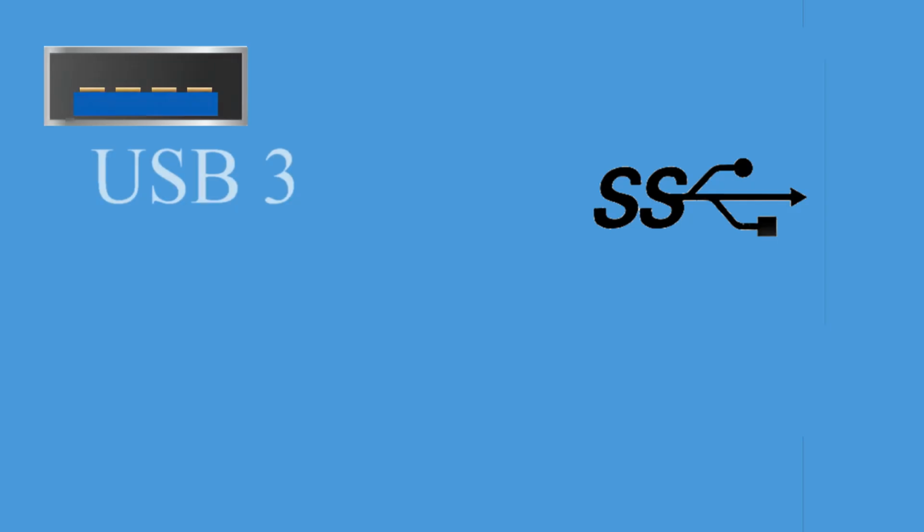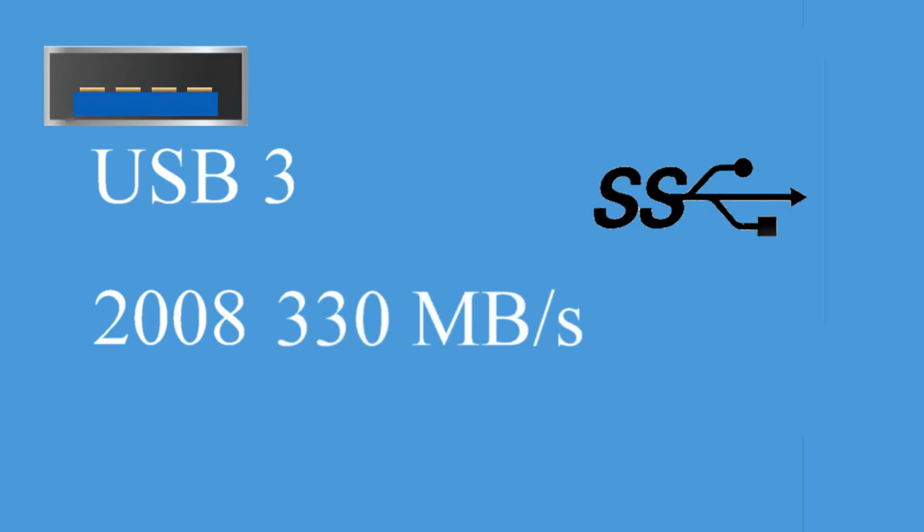USB 3, designated by the color blue. This standard was introduced in 2008 with a new architecture and protocol called SuperSpeed. Being full duplex, it has a realistic data transfer of 330 megabytes per second.